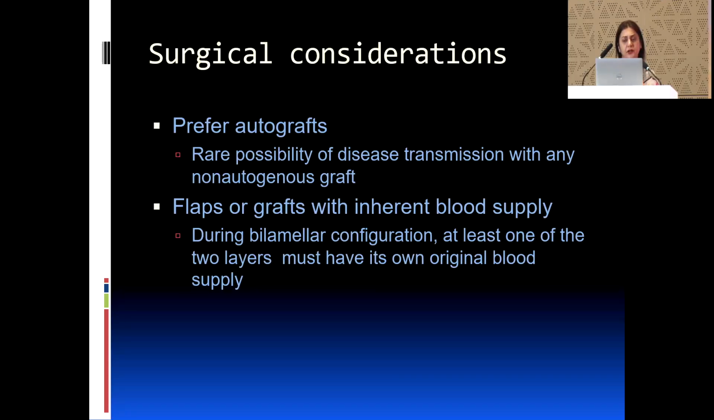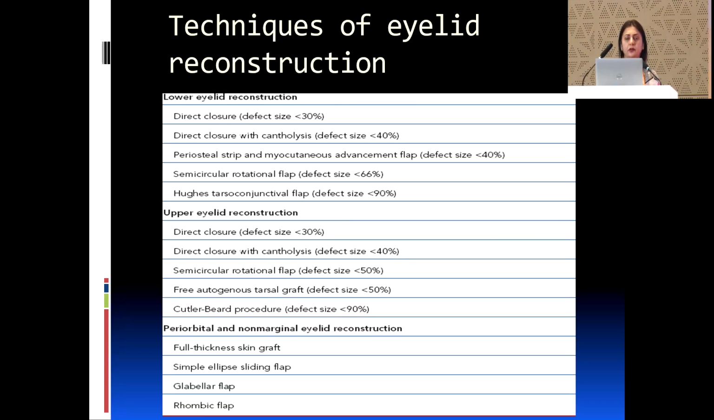And in the earlier presentation, we have seen the sandwich technique where we have taken a bilamellar graft, but we have sandwiched the orbicularis muscle in between them because we need original blood supply. Both the layers alone will not survive.